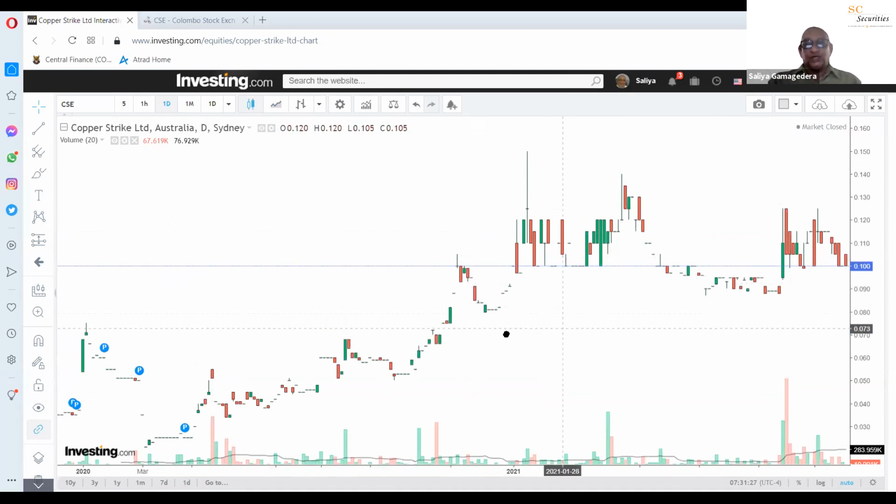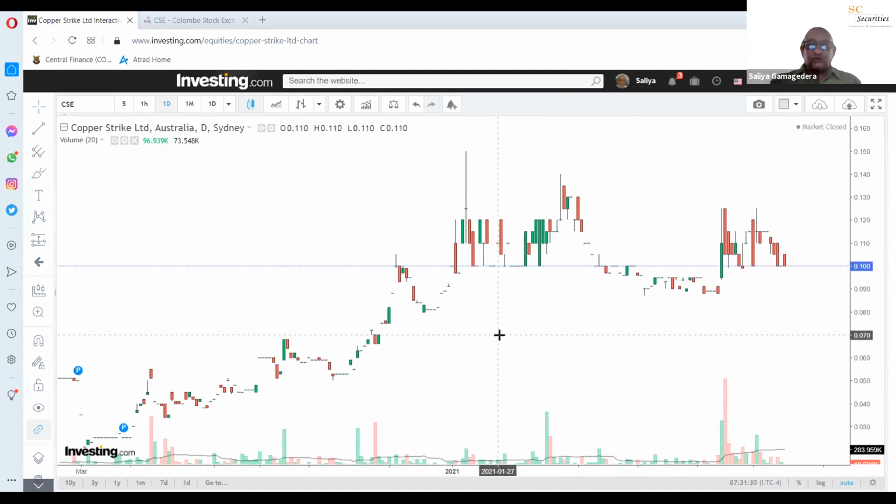Then we moved into brushing through the trends. There are three types of trends: the uptrend, the downtrend, and the sideways movement. Thereafter, we brushed through support and resistance, and we also mentioned the breakouts.